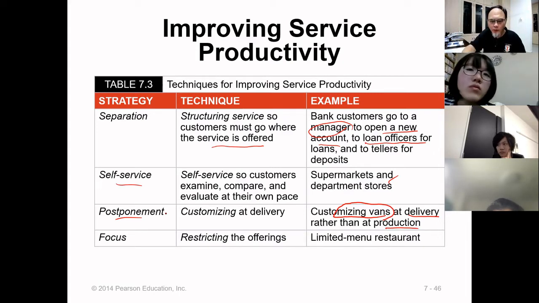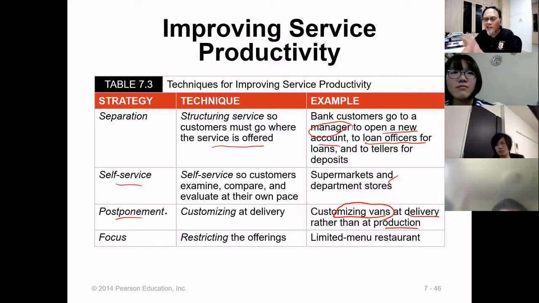Focus, restricting the offering. This is also a way of trying to make yourself efficient. When people start a new restaurant, they want to sell everything. Like in Malaysia, a Malaysian restaurant, you can find any food. But in Japan, there is a tempura shop, and a sakana shop, and this one is only a shabu-shabu shop. Very focused. So customers will know, good food, okay, go here. And there's also a Chinese restaurant with a limited menu.